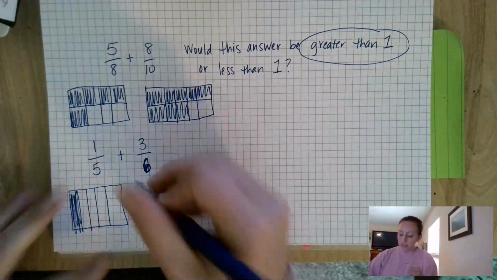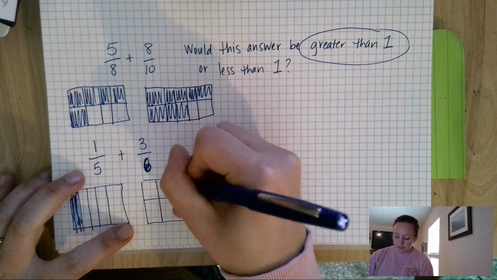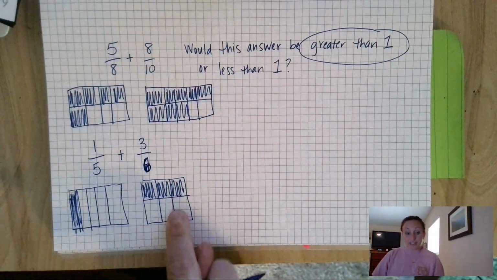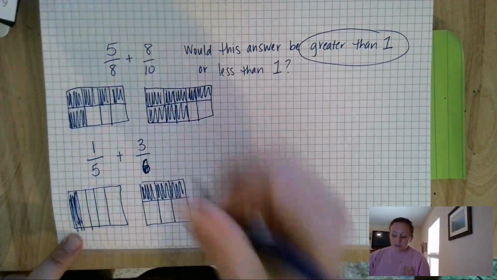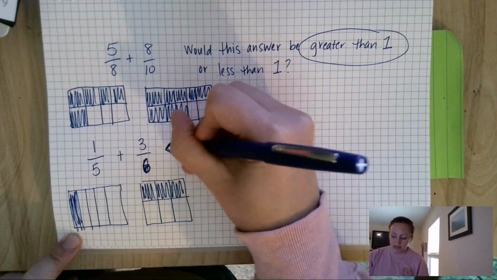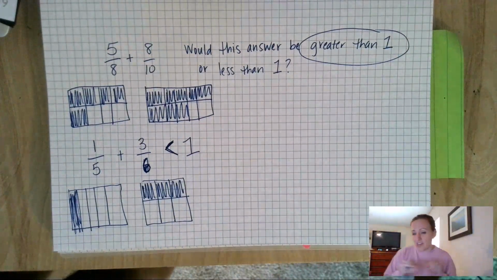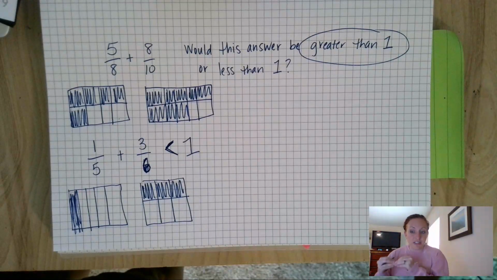Not even close. All right, here I have 3/6. All right, here I did shade in half, but this is only a little teeny bit. So that is going to equal less than 1, right? That's going to equal less than 1. Do I have to know how to actually add those fractions yet? No, you do not. You are not actually finding the answer.